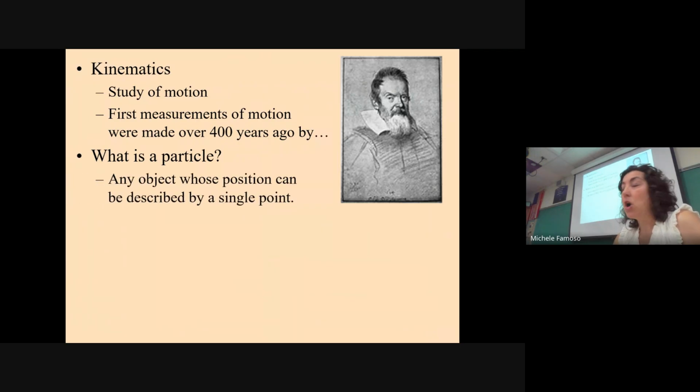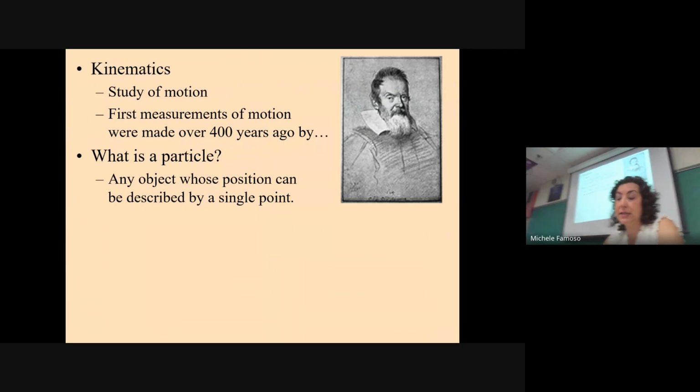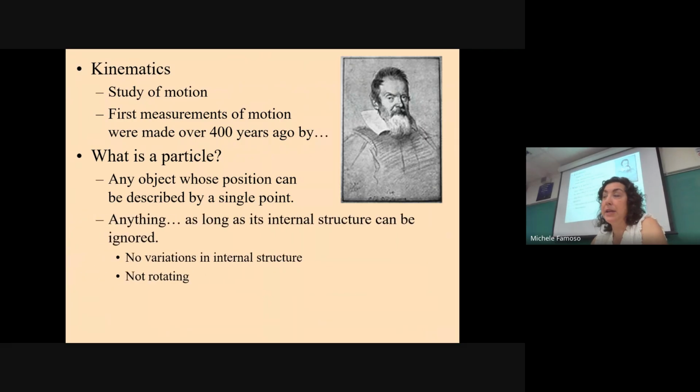And in all of our discussions of motion, we're talking about particles that are moving, not an object. So what is a particle? It's an object whose position can be described as a single point. Basically, you would consider anything to be a particle so long as you can ignore its internal structure. So there should be no variations in the internal structure, and it should not be rotating. So basically we're talking about things that are rigid and non-rotating. That would be a particle.